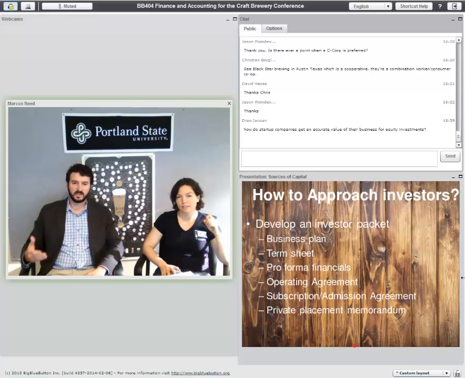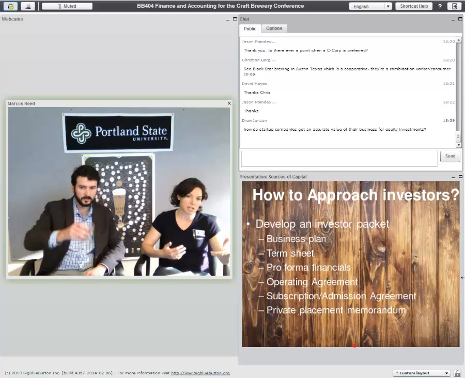You want there to be enough that they know basically what this deal is going to look like, and then the rest of this investor packet is going to lay out the finer details of that, like in the operating agreement, the admission agreement. So after your term sheet, you also want to make sure that you put forth pro forma financials. Pro forma financials is a term that means projected financials.